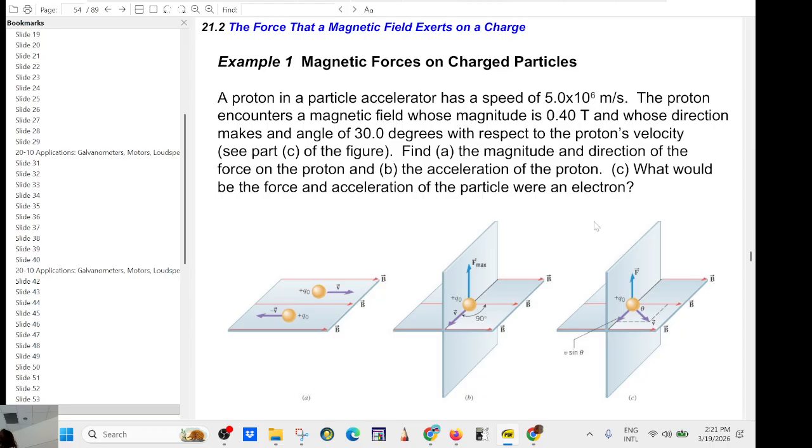Okay? So what's the definition for the force? F equals Q, so you need to have a charge, V, the velocity, B, the magnetic field, and then the sine of the angle between the velocity and B. Okay, that's the definition. So do number B, the case number 2. Can you do it?